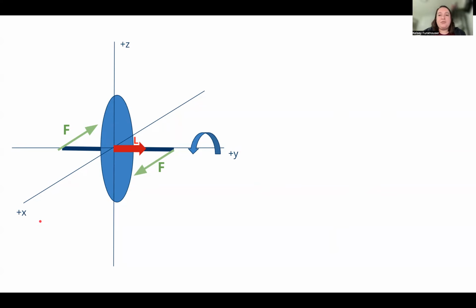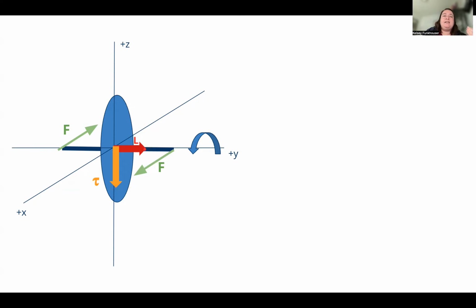And then we have these two forces applied in the x direction on the axle. So the right-hand rule for this is fingers in the direction of R, and then curl in the direction of the force, and our torque points down, or in the negative z direction. So there's our torque.